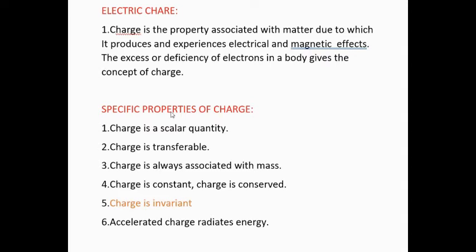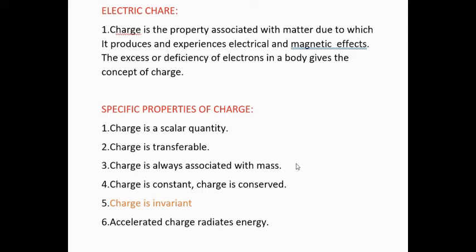Specific properties of charge. What is a charge? Charge is a scalar quantity and charge is transferable. That is, it can transfer from one object to the other object. Charge is always associated with the mass and charge is constant and charge is also conserved.